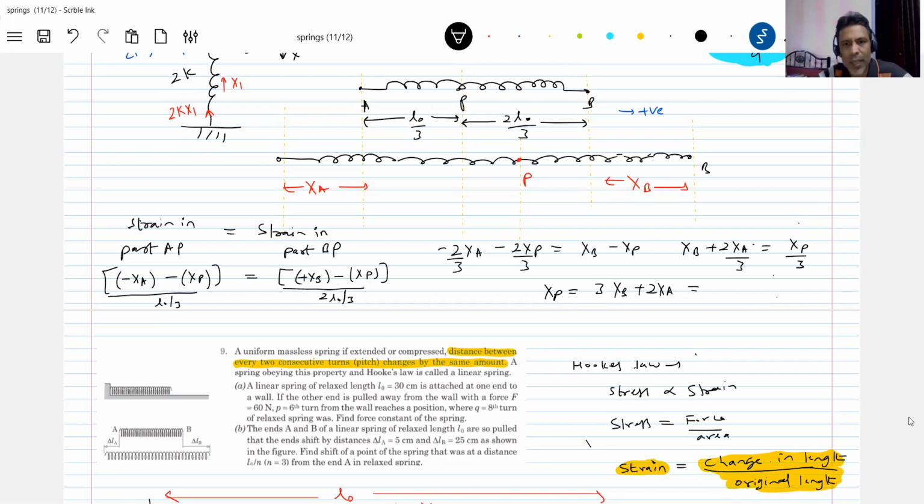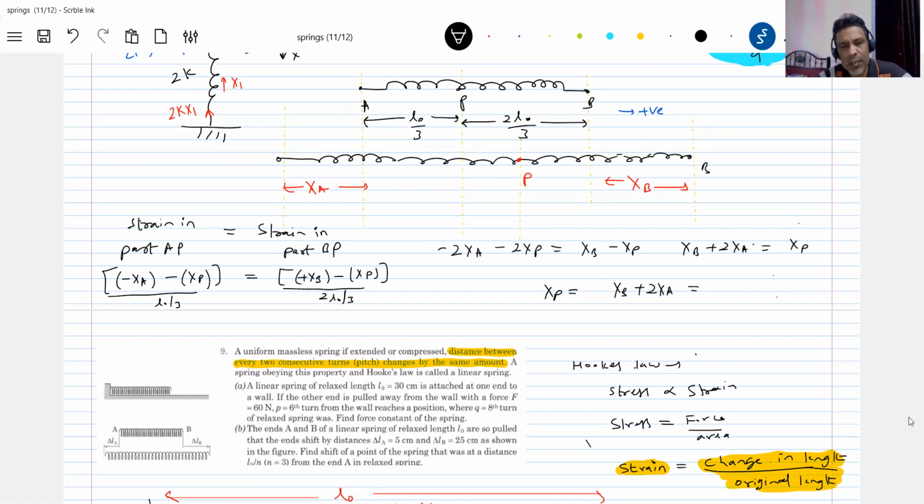Uh, 2 by 3 minus 1, no? Sir, L0 by 3 will be cancelled, sir. Yes, L0 by 3 will get cancelled. So I think that, okay, this 2 will not be there. 3 will not be there in the denominator. Okay, fine. I'll make the correction. This will become 2XB plus 2XA. Then this should be only XP.